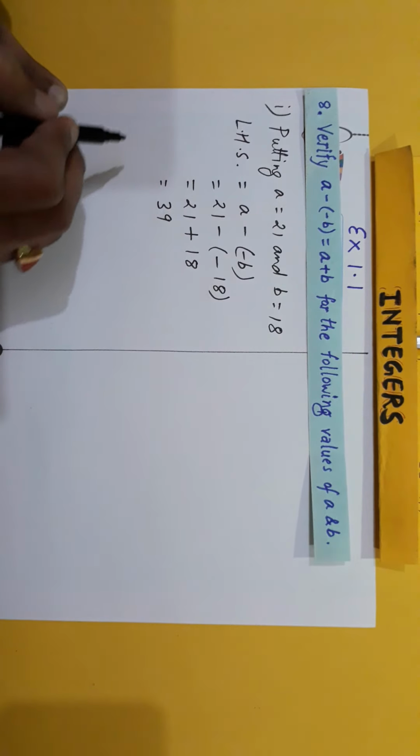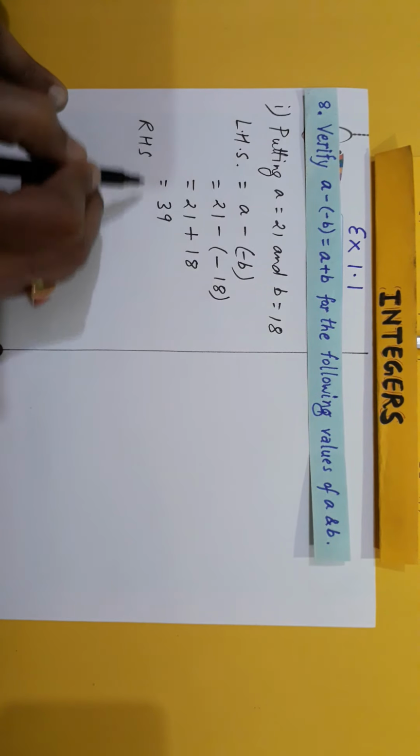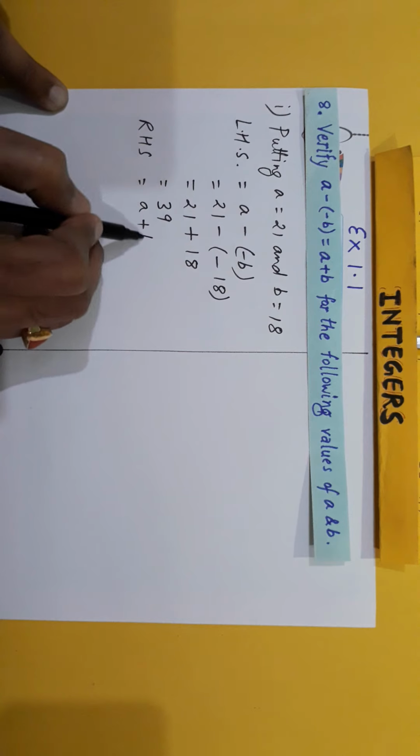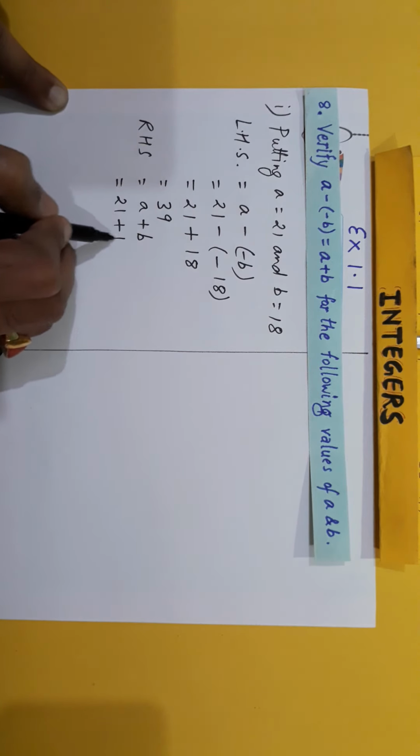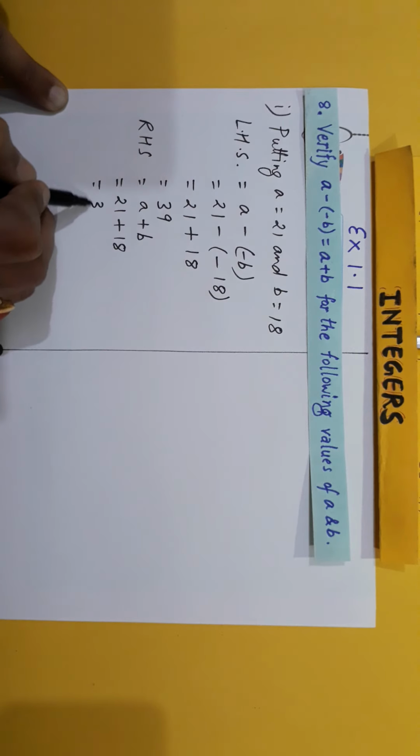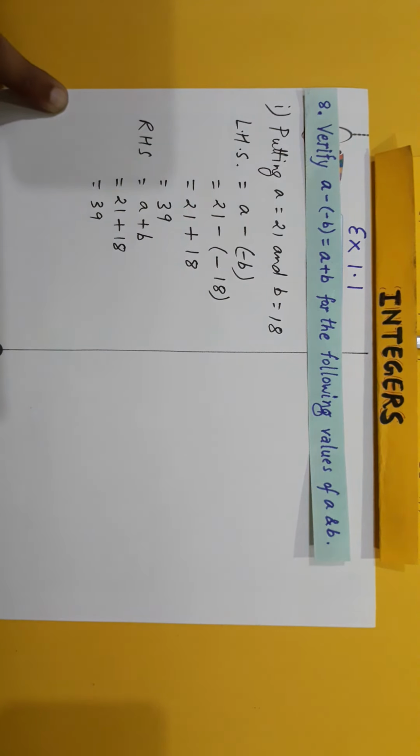Now let's take RHS. In RHS it is a plus b. So the value of a is 21, the value of b is 18. When you add them you get 39. In this way what you are observing is that since LHS is equal to RHS, therefore a minus minus b equals a plus b.